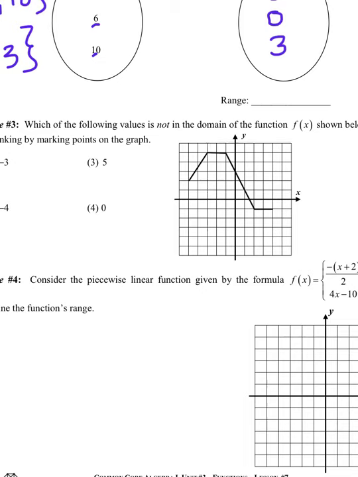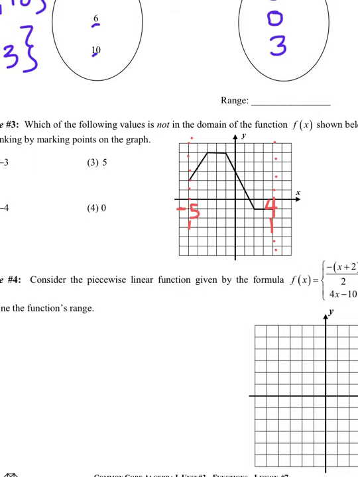So this next question, exercise 3, says, which of the following values is not in the domain of this function? Illustrate your thinking by marking points on the graph. And again, we can mark up this graph. When we're talking domain, we're talking the x values left to right. So let's see, this graph starts here and it ends here. So it goes from -5 up to 1, 2, 3, 4, if I counted that right. So from -5 to 4, those values are in the domain.